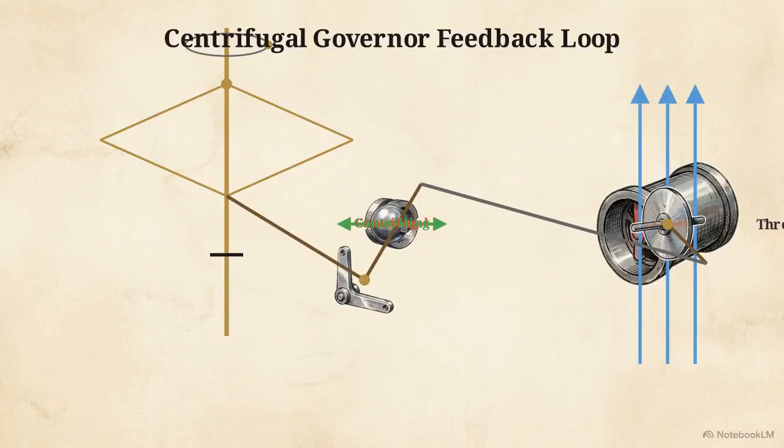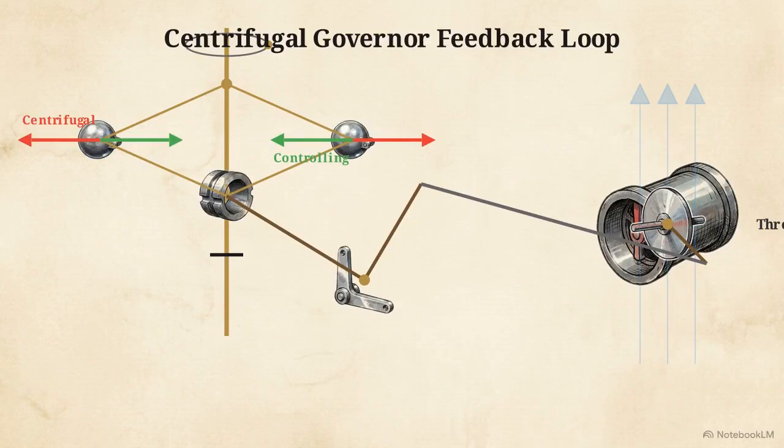The engine speed drops, instantly reducing the rotational speed of the governor spindle. This reduction in speed weakens the outward centrifugal force acting on the flyballs. The inward controlling force becomes dominant, pulling the balls toward the spindle and forcing the central sleeve to slide downward.